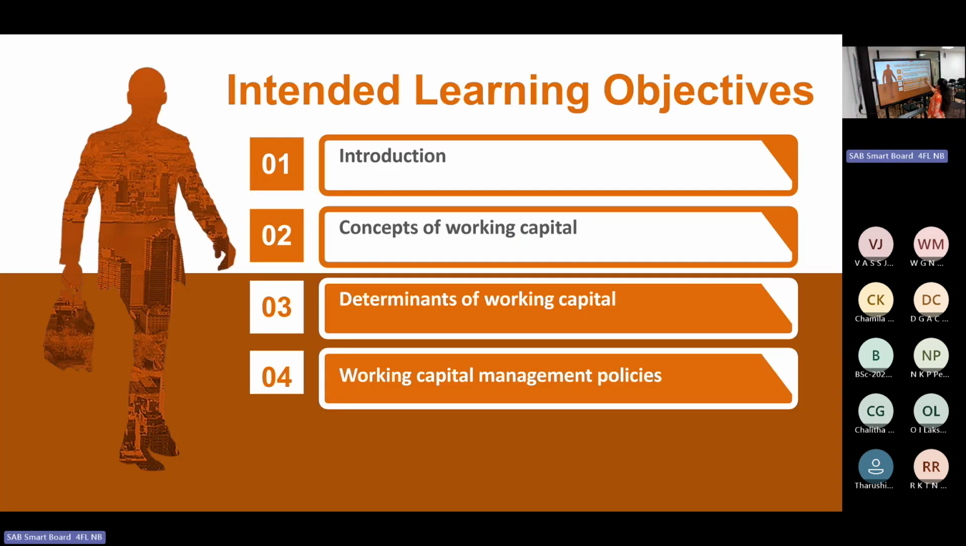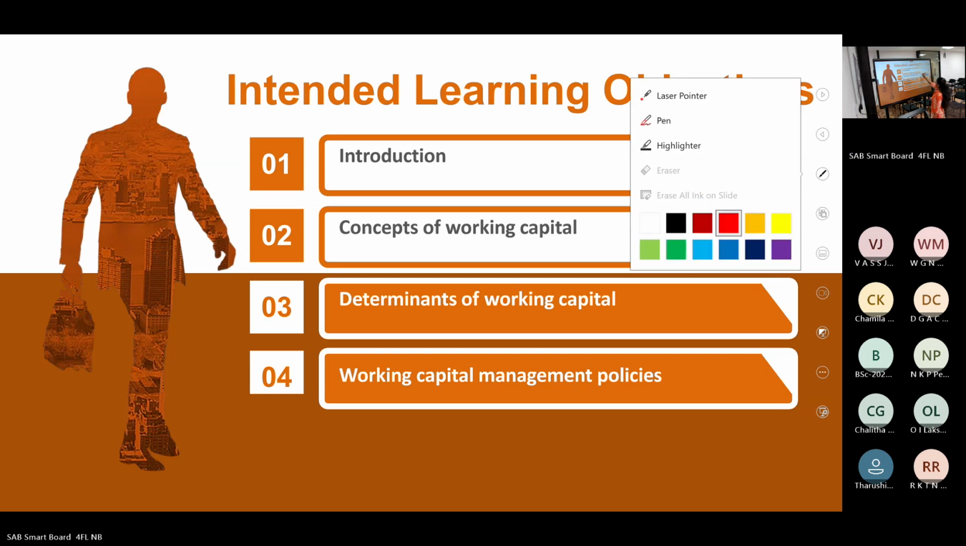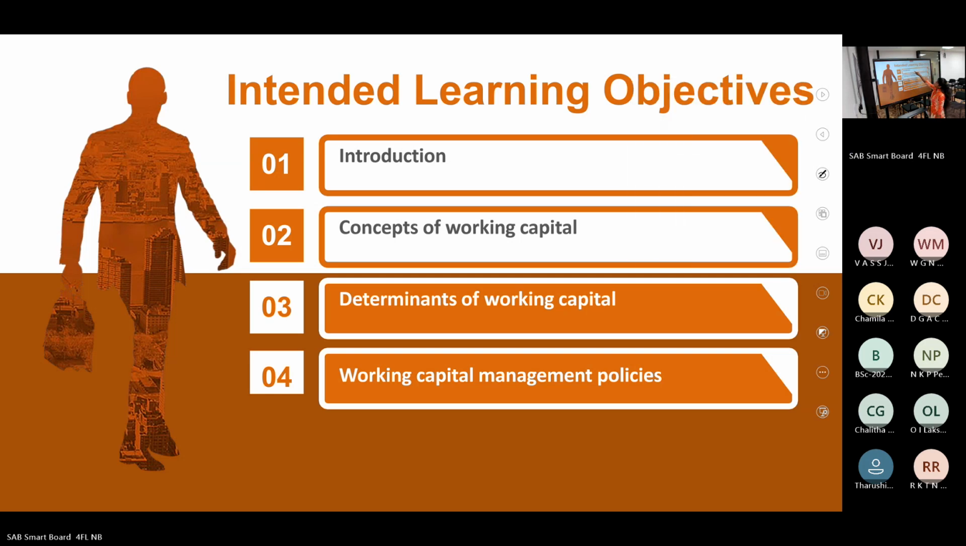So these are the learning outcomes that we have to go through. Introduction and then working capital management concepts. With that, we have to identify some sort of ratios as well. And then determination of working capital; we have 2 questions for that one. And then working capital management policies; we have 3 policies, aggressive and so on. So the last part of the lesson, the 4th one.